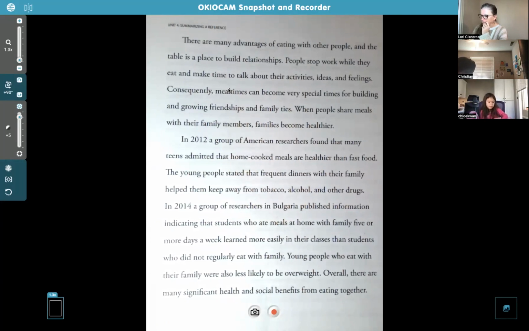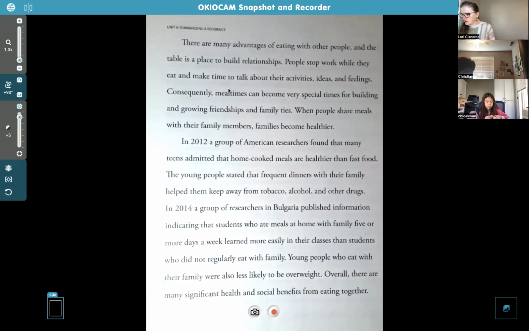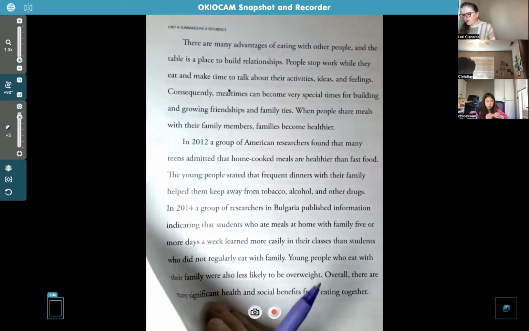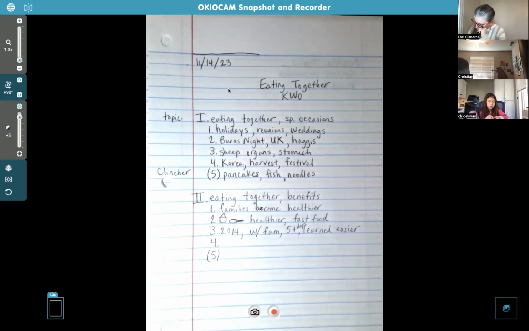Young people said that frequent dinners with their family helped them keep away from tobacco, alcohol, and other drugs. Yeah, that's a big one too. The family keeps people from drugs and wine. Right, alcohol. So how can we put that in our outline? We can make a drawer for "keep," and then the keep drawer, and then we can put tobacco, alcohol, and drugs.